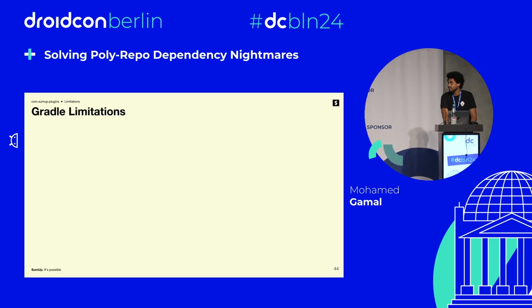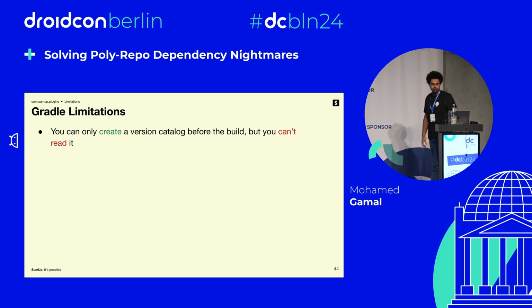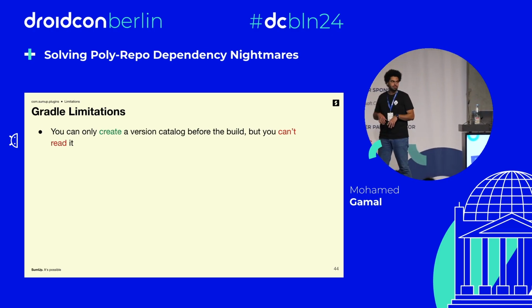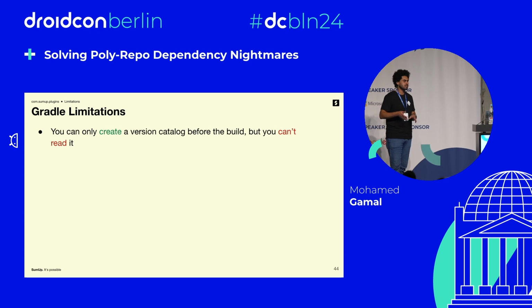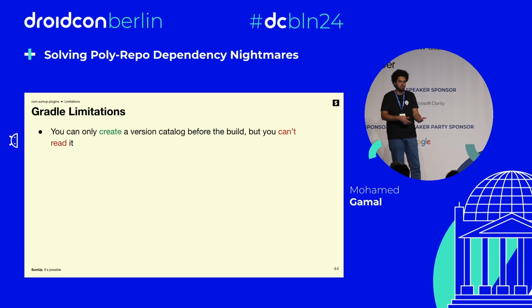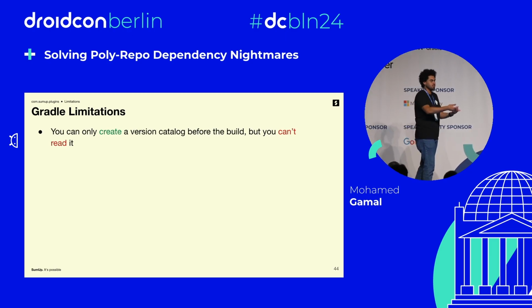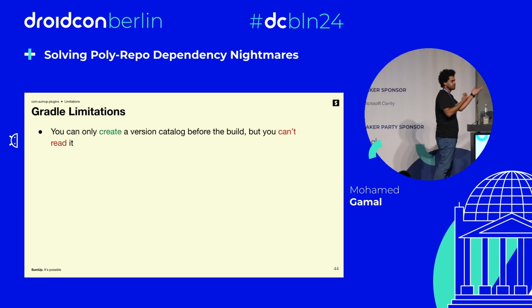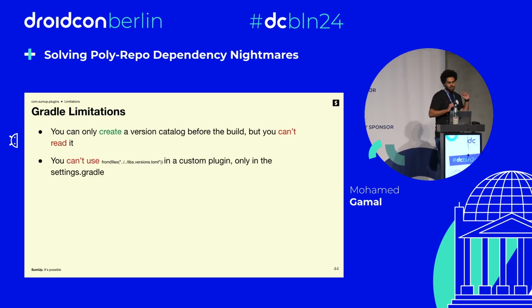But Gradle has some limitations. First of all, you can only create version catalog before the build, but you cannot read it, of course. That makes sense, because you add this code to the settings, and the settings get executed before the build itself that creates the version catalog for you. So you cannot access the version catalog before the build. So in settings, you can just create, but you cannot read. That taught us something.